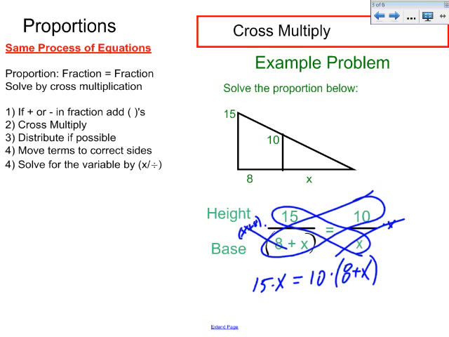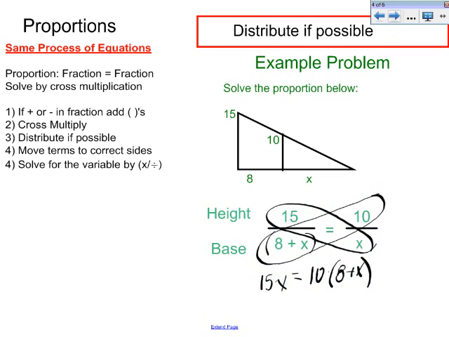All right. Now once we have our equation, we solve it like an equation. So we'll distribute if we see parentheses. So we multiply it out. We get 15x equals 10 times 8 is 80, and 10 times x is plus 10x. All right, now again, it's just a simple equation from here.